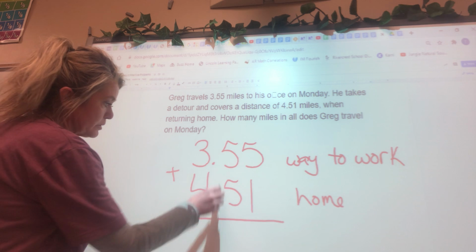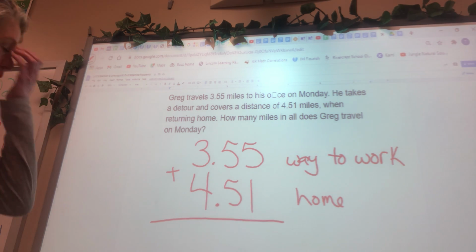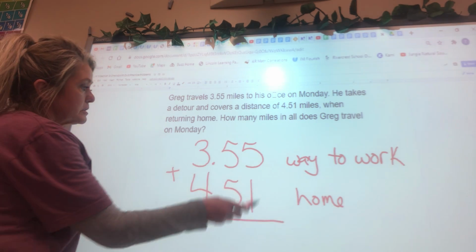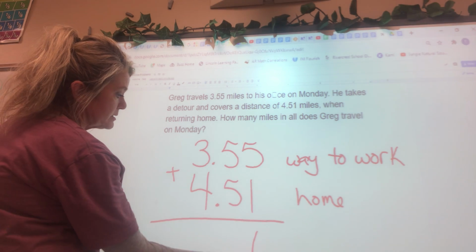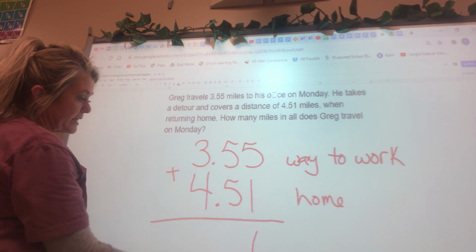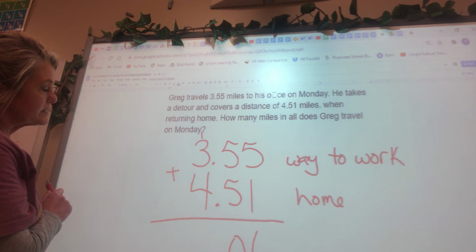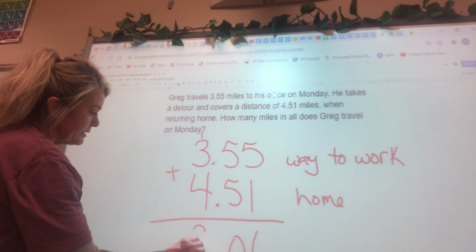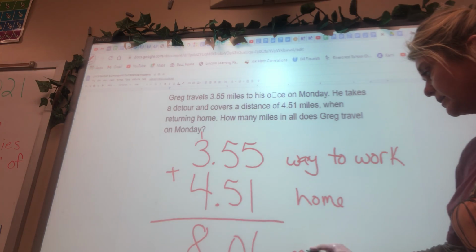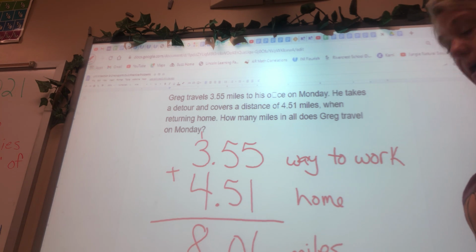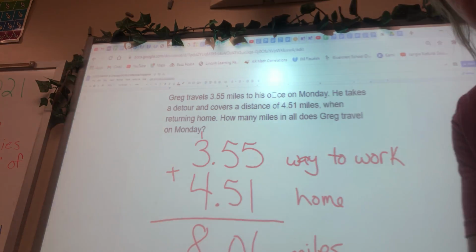Okay, so if we add those two together, line up that decimal point, then that should give us how many miles he traveled altogether on Monday. So we have 5 plus 1 is 6. 5 plus 5 is 10, so we would carry the 1. 3 plus 4 is 7, plus the 1 that we carried is 8. So in his total trip that day, he traveled 8 6/100 miles.